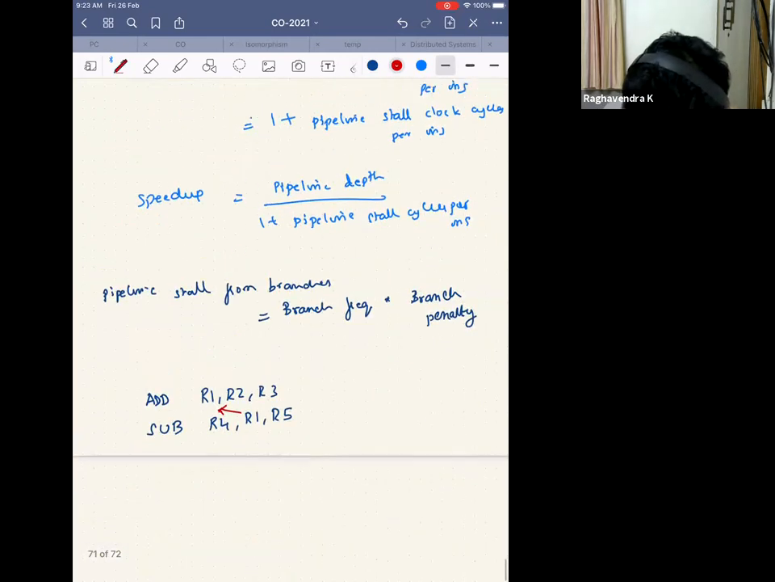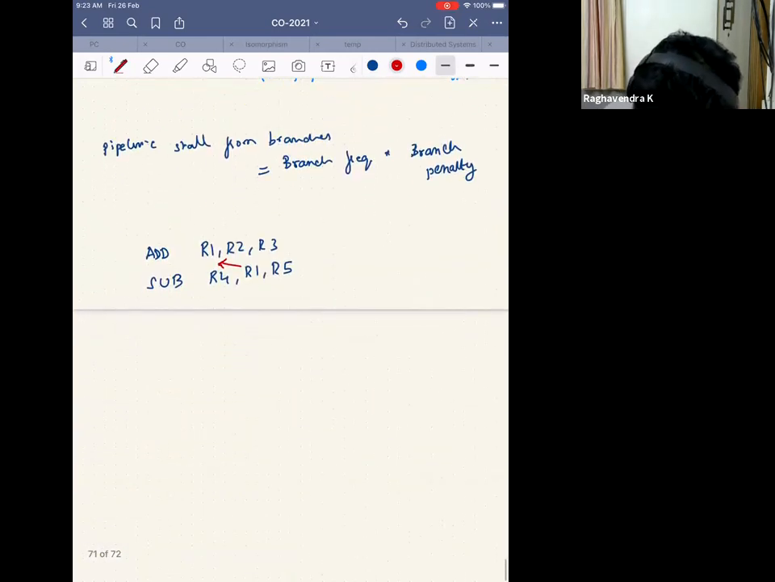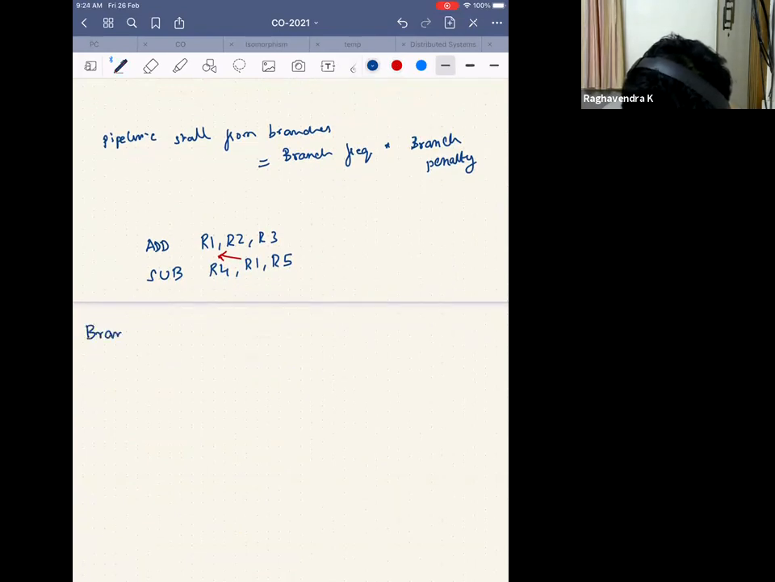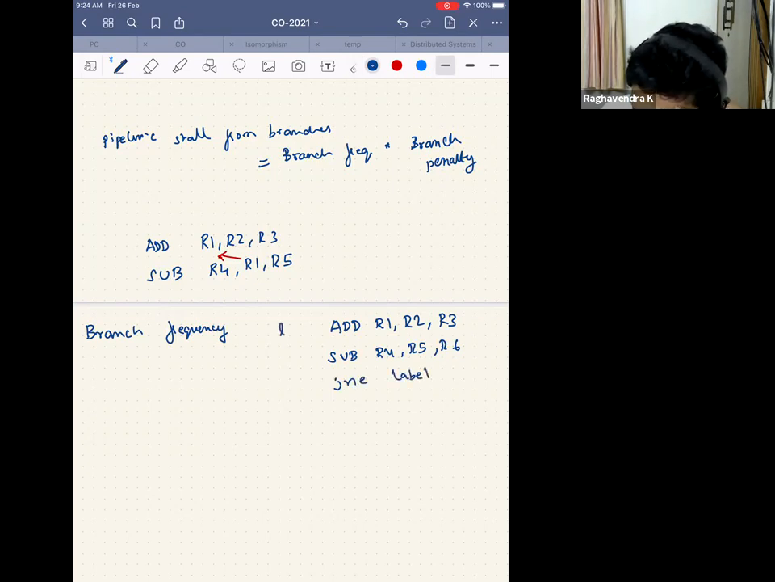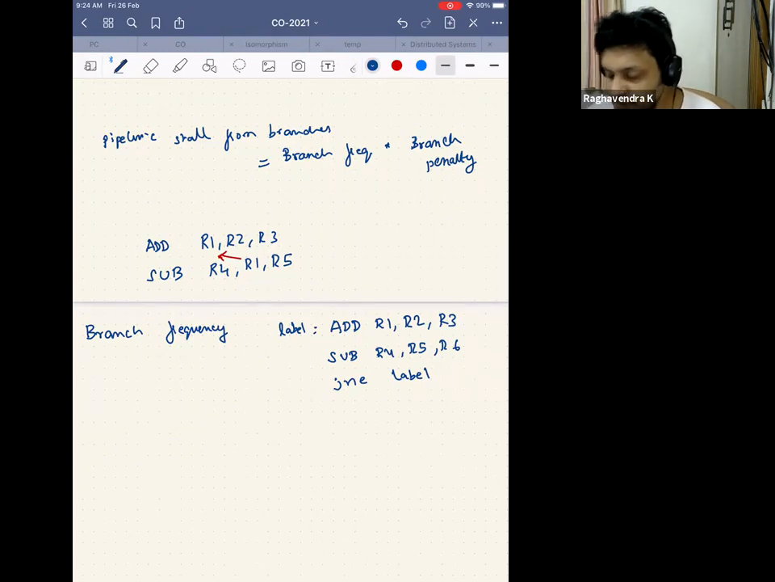See, let's say we are talking about branch frequency. All right, so let's say I have an instruction like this. I have add R1, R2, R3, and then subtract say R4, R5, R6, and then I have jump not equal to some label, right? And this is the label. So let's say I have this piece of code. If I just look at this piece of code, there is one instruction which is branch. So there is just one of this instruction which is a branch.